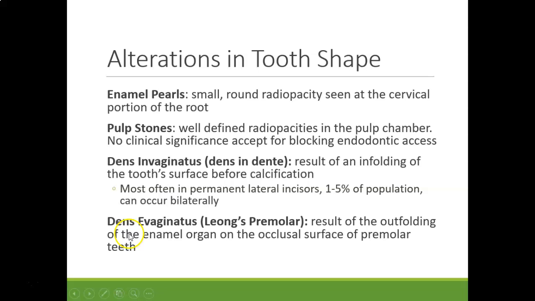So the other dens word is dens evaginatus. I'm butchering that. It's also called Leong's premolar, and that is a result of the outfolding of the enamel organ on the occlusal surface of premolar teeth. So those are other little tricky ones. Let's look at some pictures of those.